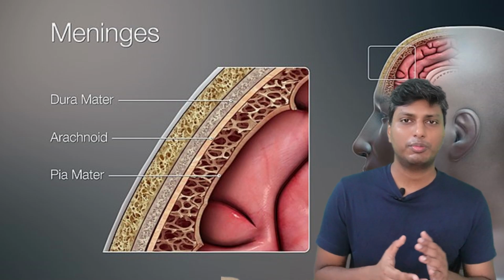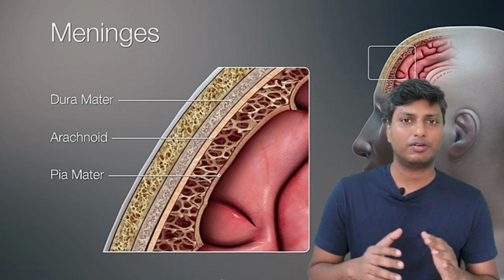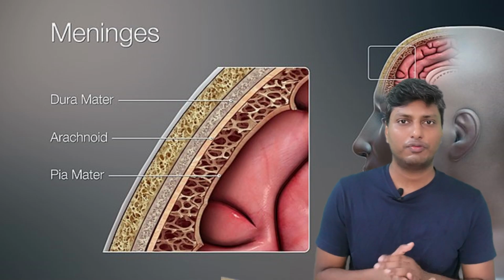Talking about the outermost membrane, which is called dura mater. Here, dear students, the outermost membrane, dura, is the toughest membrane because it is made up of fibrous connective tissue. And the main function of dura mater is to protect the brain.